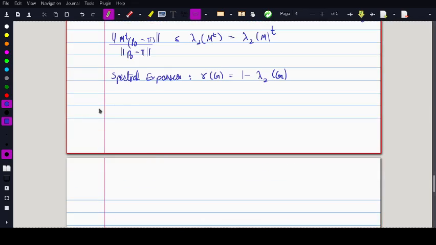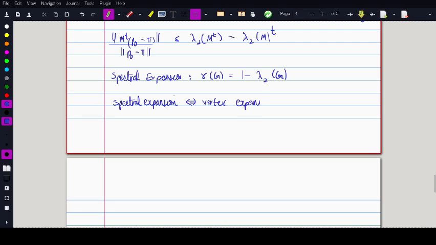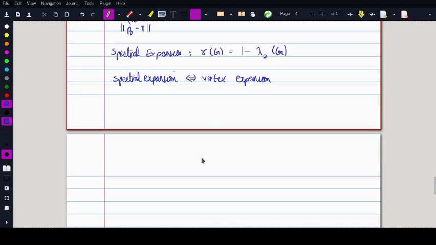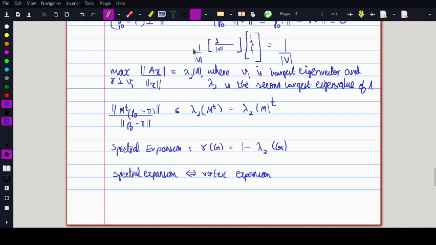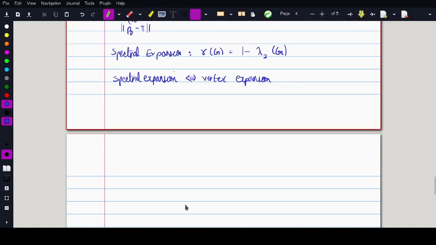So the theorem basically says that if the graph has spectral expansion, then it also has vertex expansion and vice versa. So essentially both of them will be equivalent. If you have large spectral expansion, then you have large vertex expansion, and similarly the opposite side. So this was a very interesting theorem. This essentially proves that the way we defined expander graphs earlier could also be defined using spectral expansion. So that's fine.